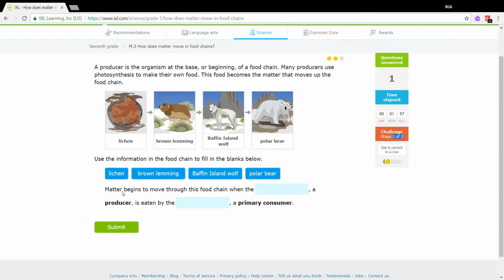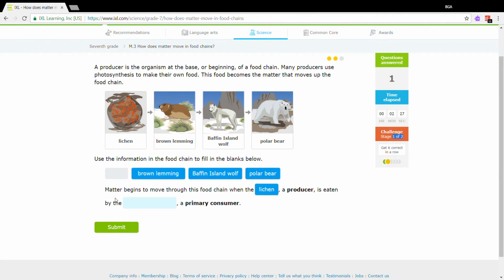Okay, matter begins to move through this food chain when the blank, a producer, is eaten by the blank, a primary consumer. Okay, well, I know that a producer is something that makes its own food, and I don't know what a lichen is, but I do know that these guys here are all mammals and they have to eat things to get energy. So I'm going to drag lichen here, because that's a producer. It makes its own food.